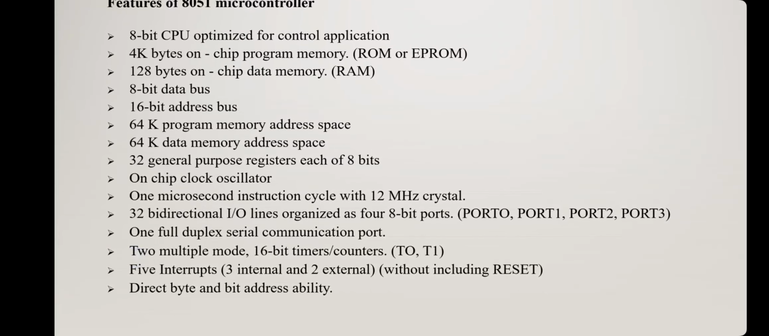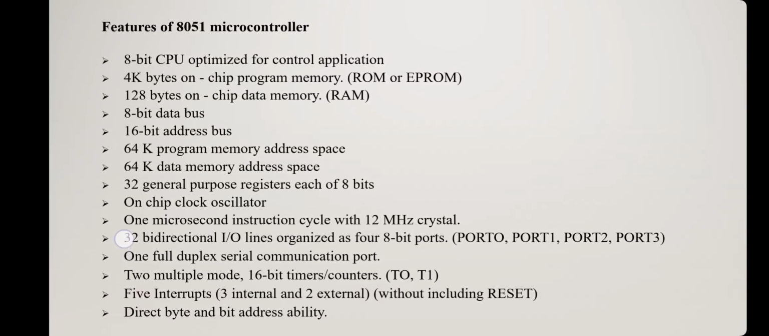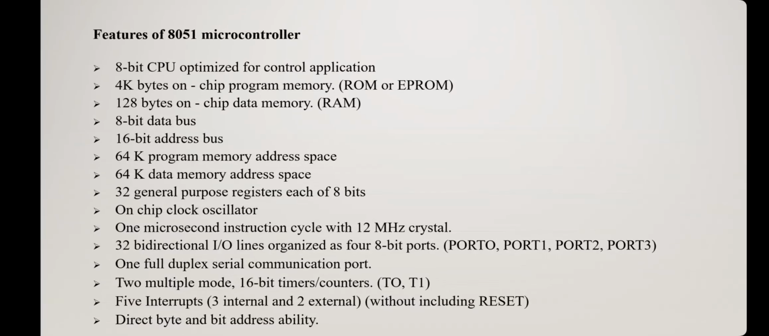Then it has an on-chip clock oscillator, and this clock oscillator gives a 1 microsecond instruction cycle with a 12 megahertz crystal frequency, and it has 32 bidirectional I/O lines organized as 4 8-bit ports. So it has 32 bidirectional I/O lines, that is input output lines. These 32 input output lines can be divided into 4 ports: port 0, port 1, port 2 and port 3.